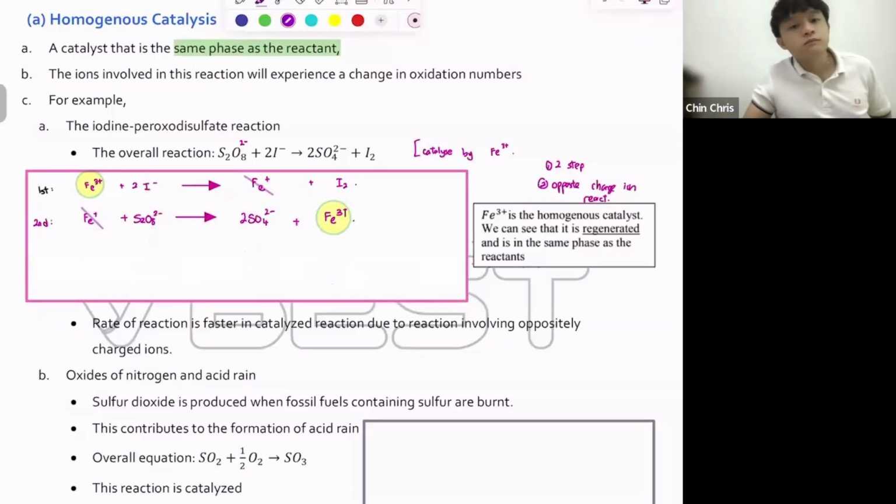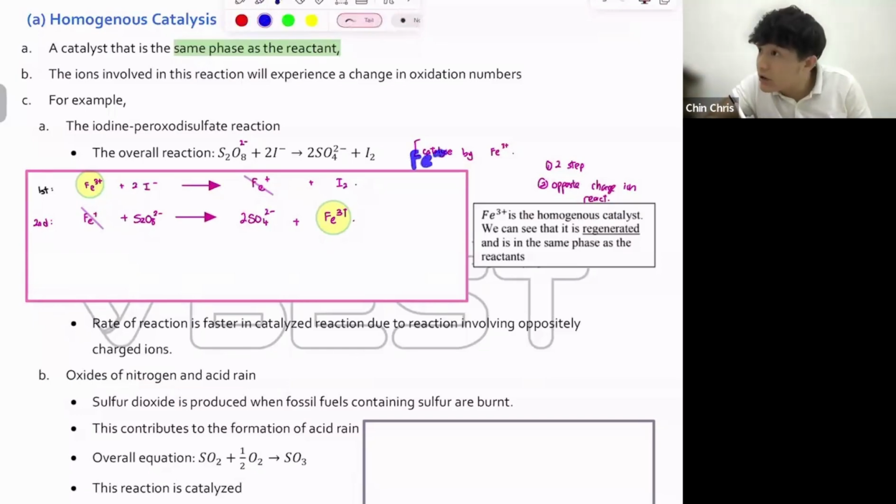Good. Yes, FeI2 plus. It's okay, FeI2 plus is good. And it makes sense because iron indeed can bond with two iodine, no problem. Yeah, FeI2 plus is good.